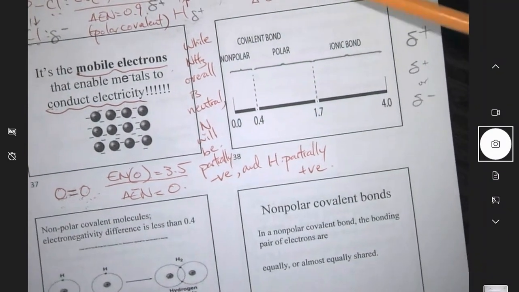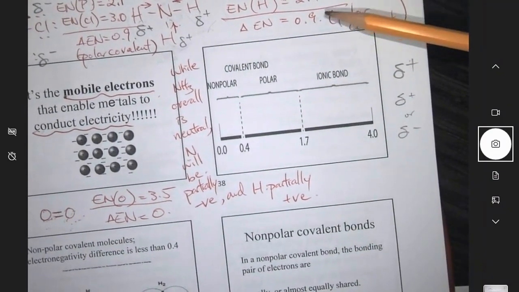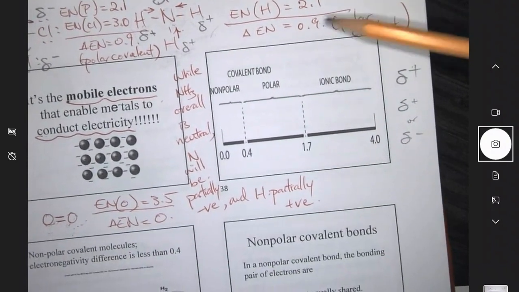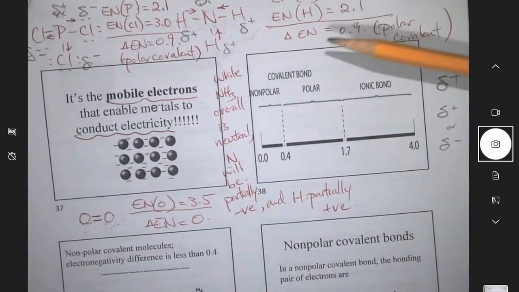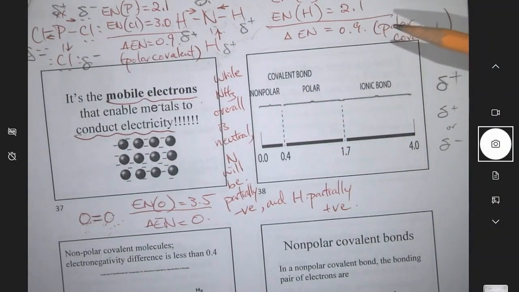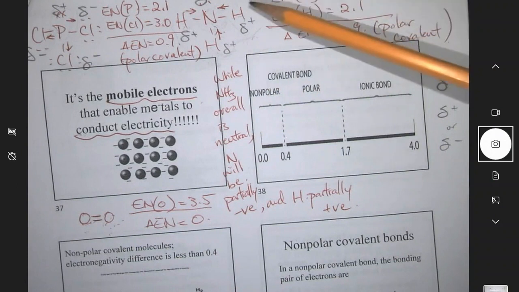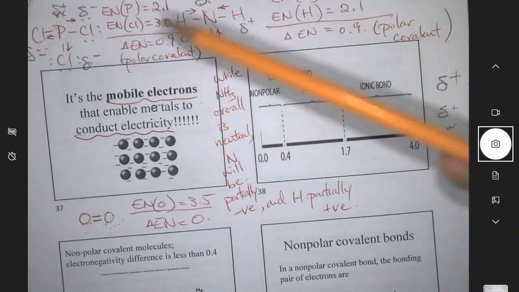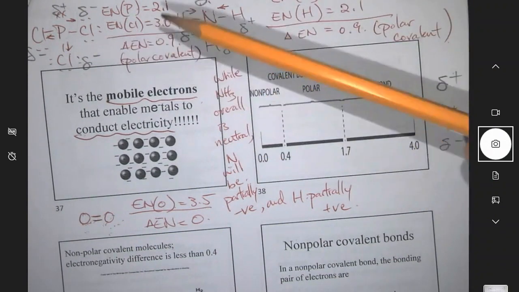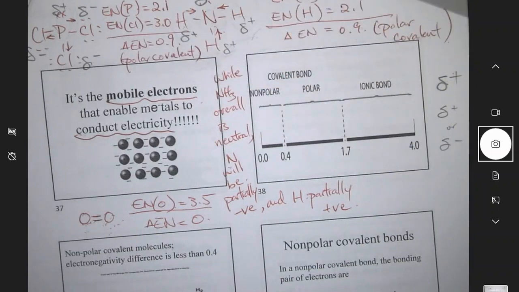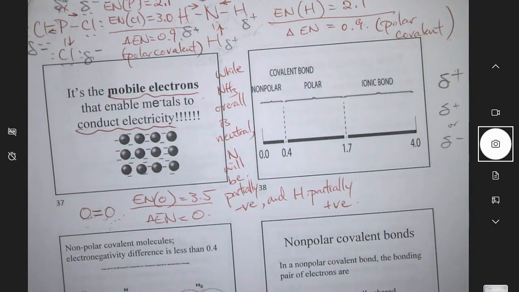Now, it's important for you to be able to figure out what type of bond it is, polar covalent, as well as, if it is polar covalent, where the partial positive and negative charge would be. Because tomorrow we're going to start using that, as well as the shape of the molecule, to figure out if a molecule is actually a polar molecule or a non-polar molecule. Questions?